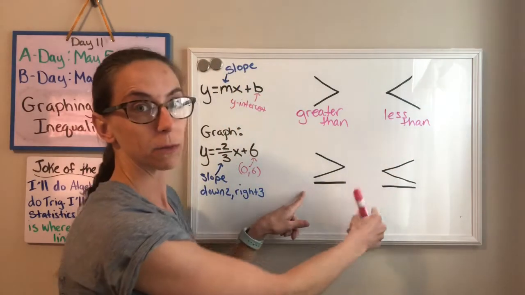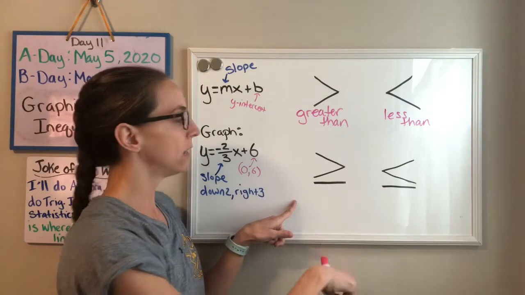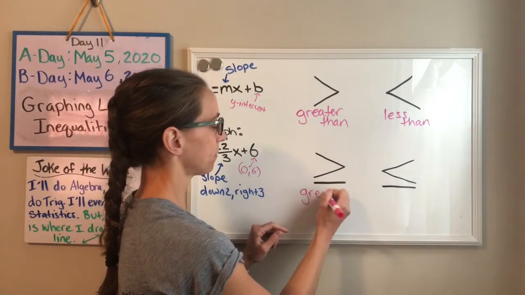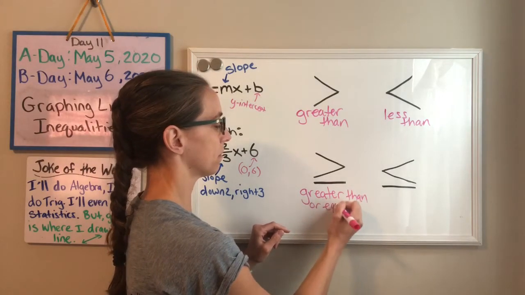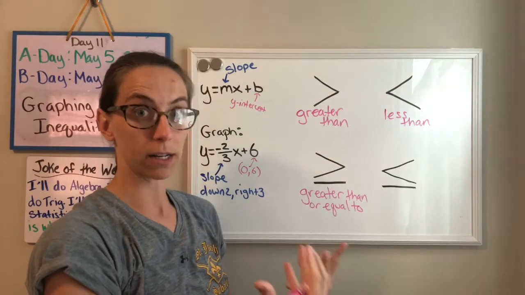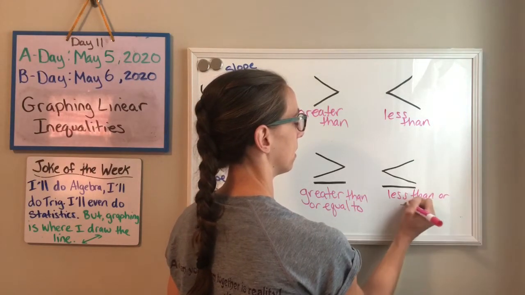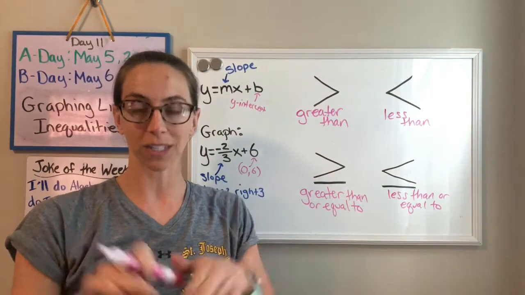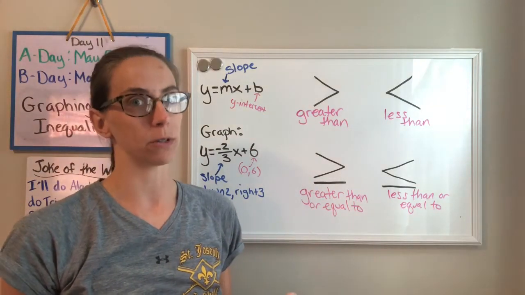And then these two fancy ones, they're similar, except they have that extra line underneath. That's half of an equal sign, which means this symbol is greater than or equal to. And this last one, again, a combination of the less than symbol and an equal sign, would be less than or equal to. If you need to, hit pause on this video and write down those four inequality symbols and their meaning. I would do that now.